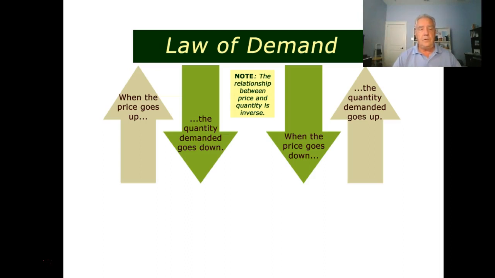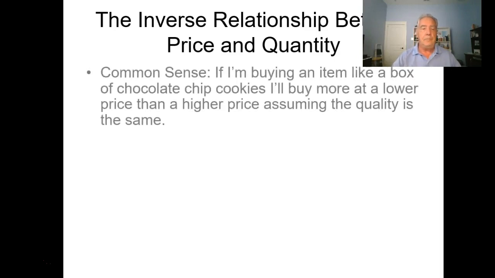The price goes up, the quantity goes down, price goes down, quantity goes up. That is the law of demand. It's an inverse relationship between price and quantity, which means, again, as we just said, price goes down, quantity goes up. And it's based on several things. One of them is common sense.